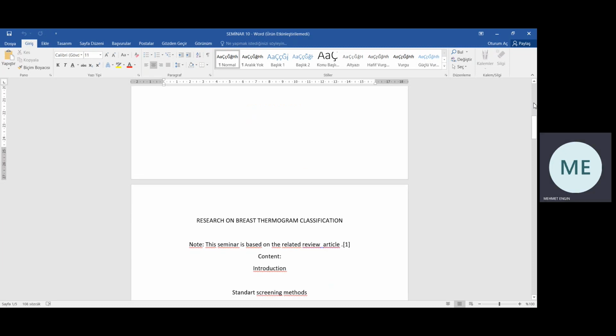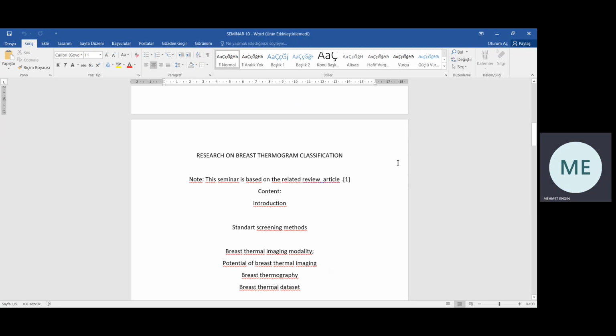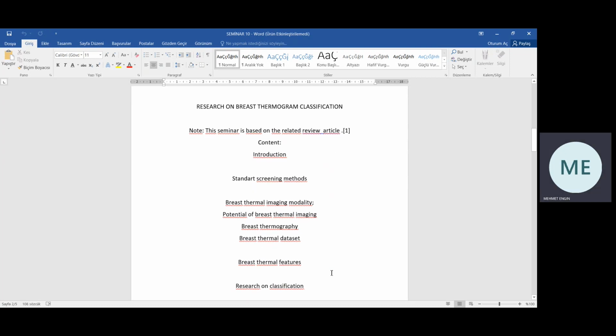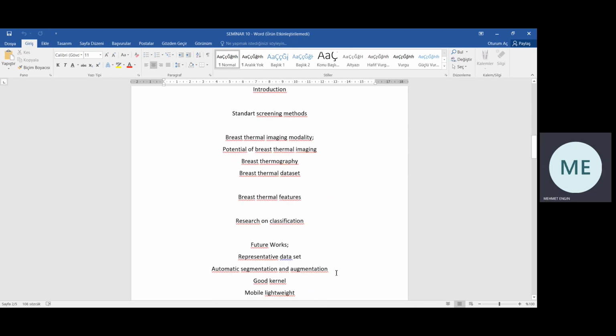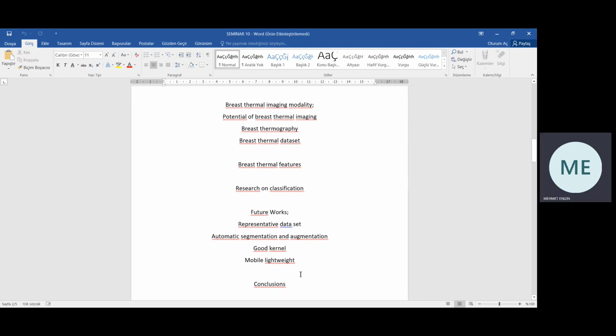Now, the outline of this seminar. Firstly, introduction, standard screening methods, breast thermal imaging modality, including the subtitles: potential of breast thermal imaging, breast thermography, breast thermal dataset, and breast thermal features. Research and classification. Future works, including the subtitles: representative dataset, automatic segmentation and augmentation, good kernel, mobile lightweight, and finally conclusions.